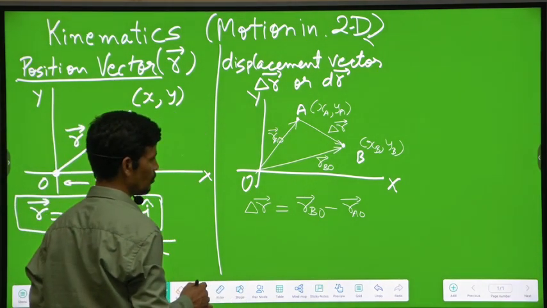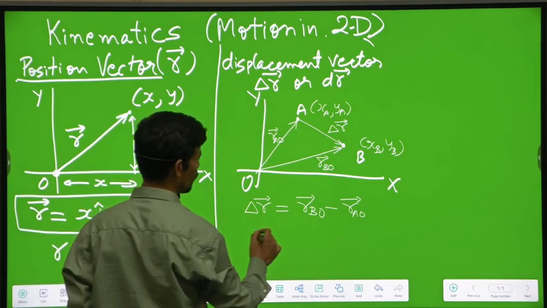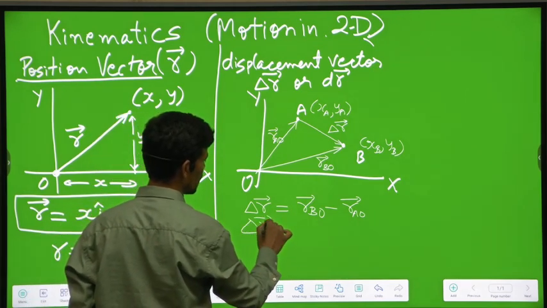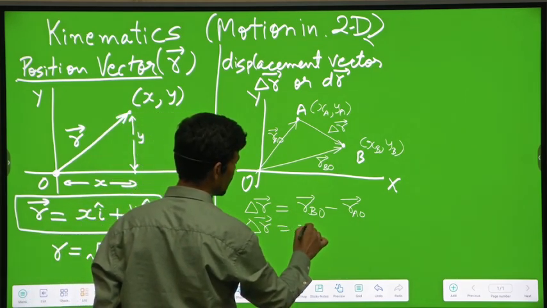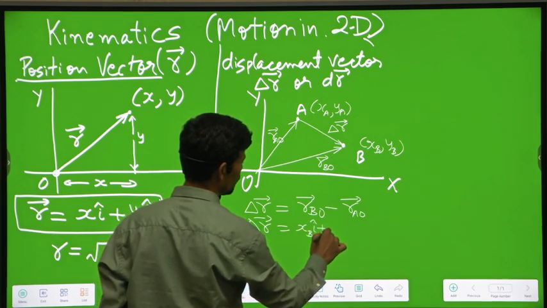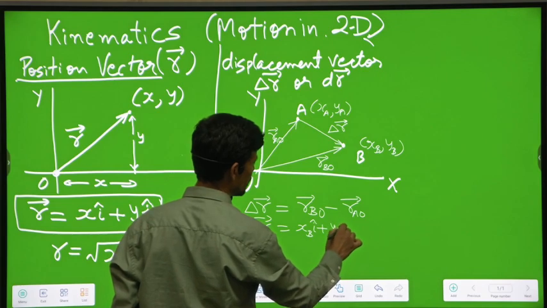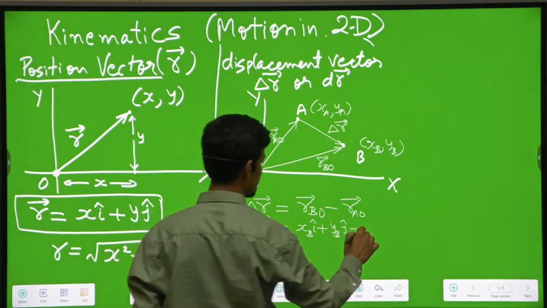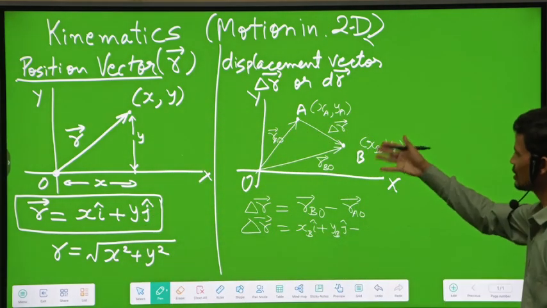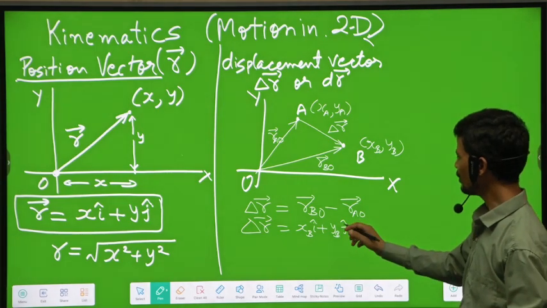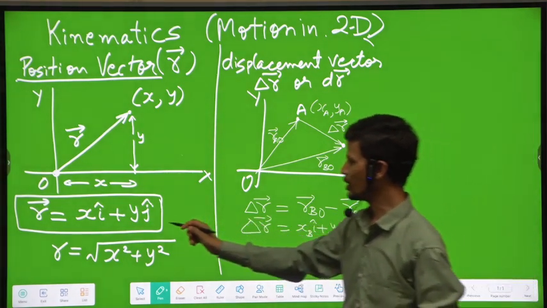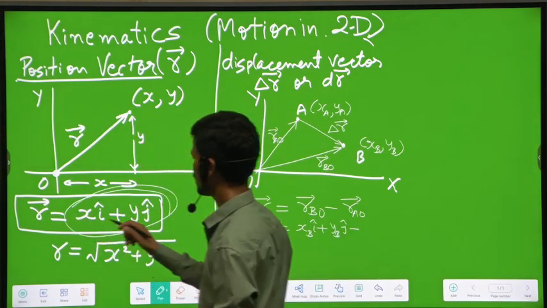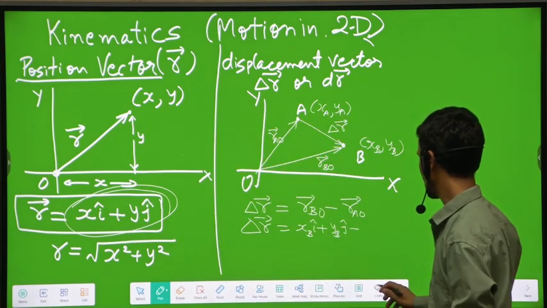Okay, now moving on, we can also write it as xB i cap plus yB j cap minus, and so on. So why am I writing it like this? Because I know that r is x i cap plus y j cap.